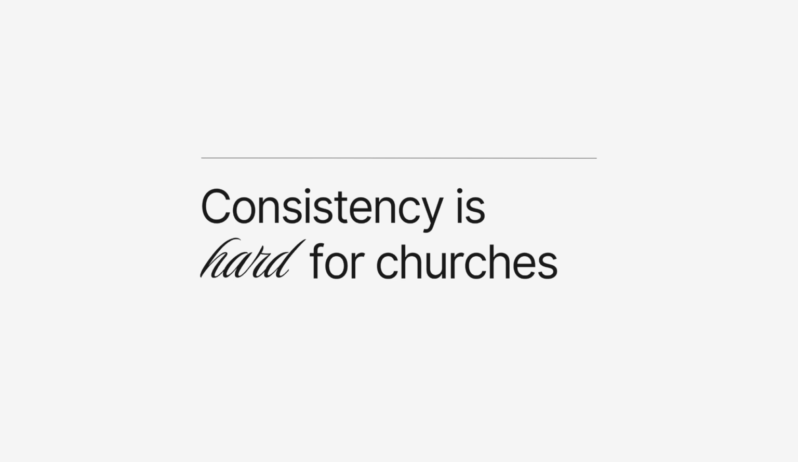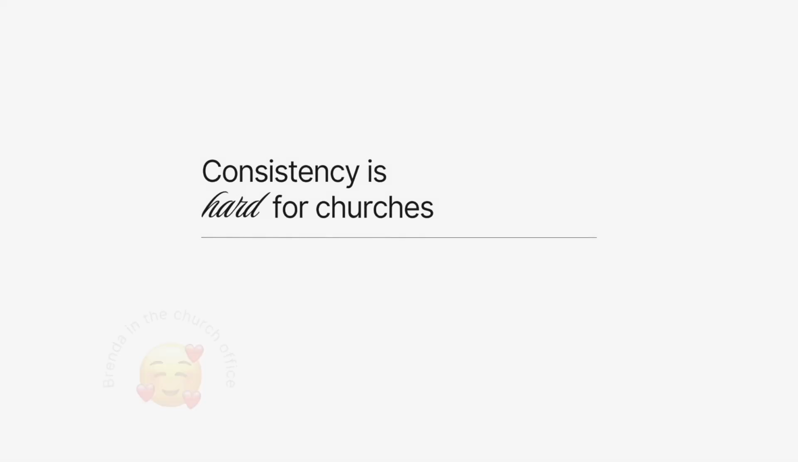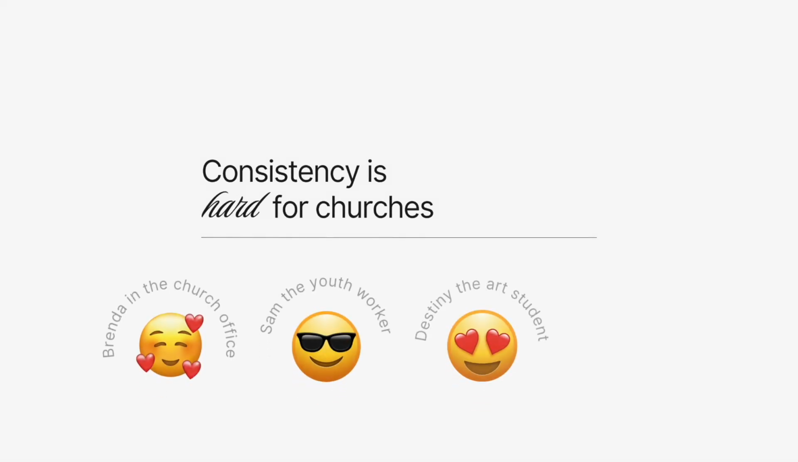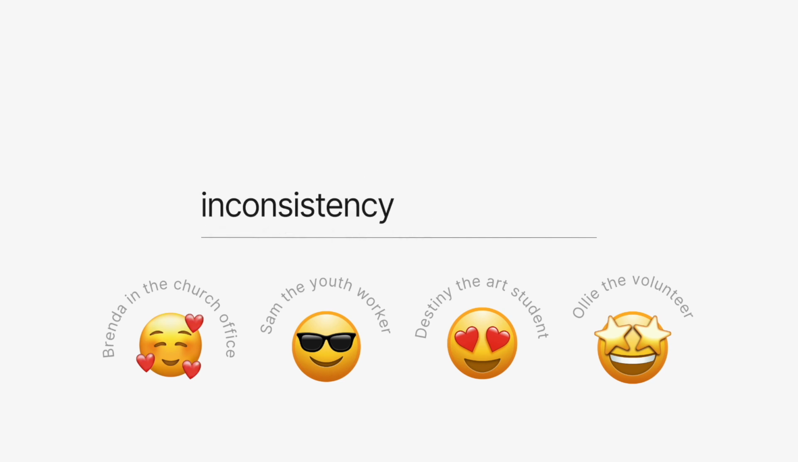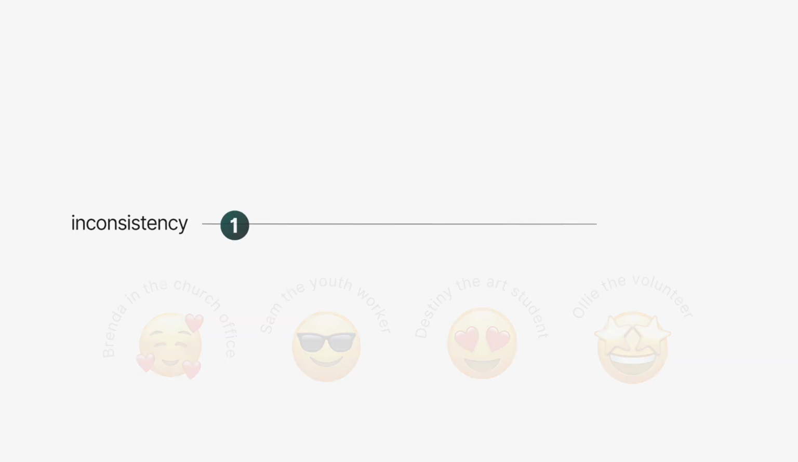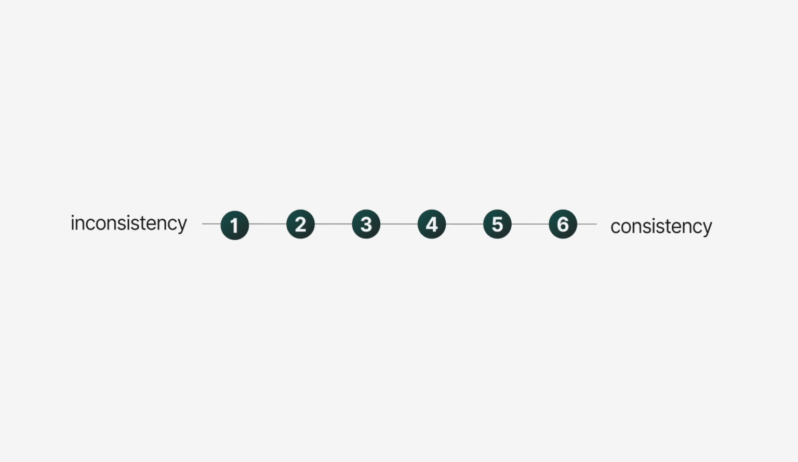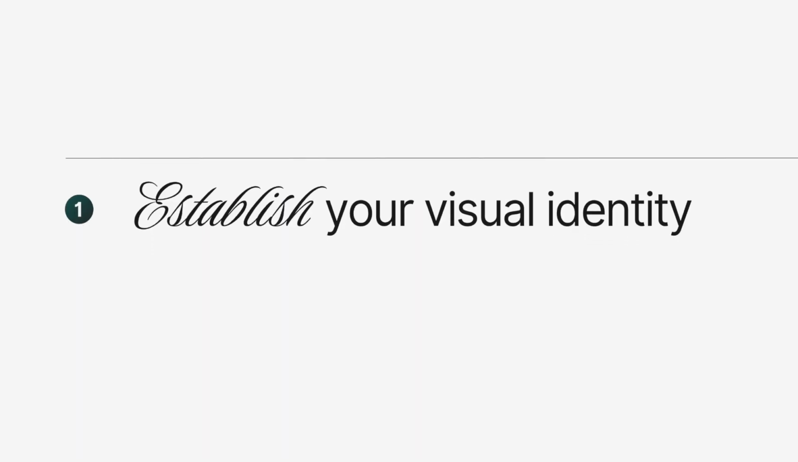And that's because we often have many different people designing for church, and many of them don't have formal design experience. And they've all got a slightly different vision of what they're trying to achieve, which leads to inconsistency in a church's visual identity. But today I'm going to guide you through every step of the journey to go from visual chaos to brand consistency. And so the first thing to do is to establish your visual identity.